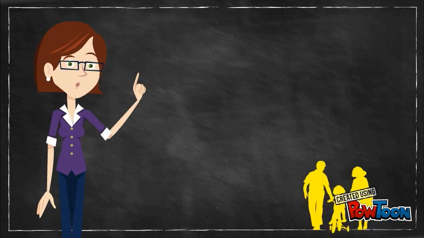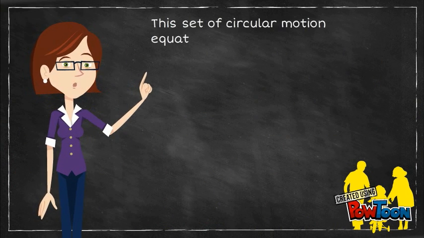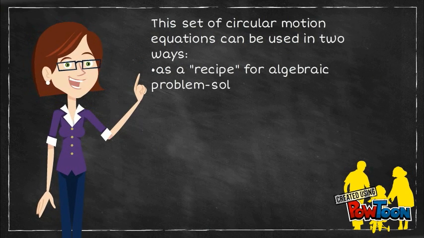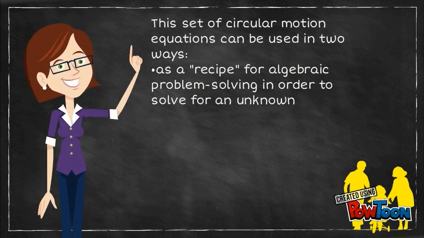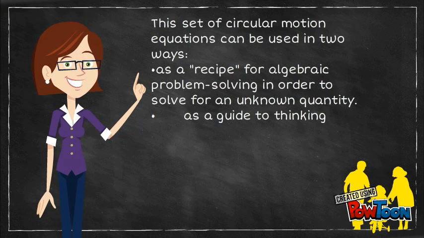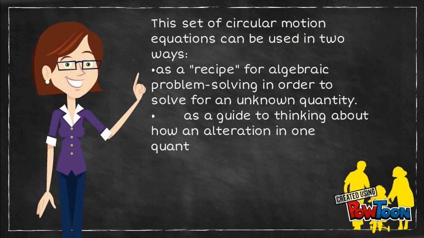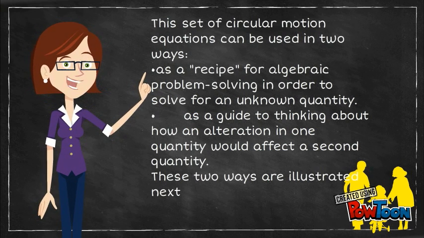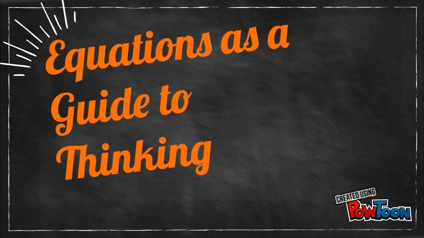This set of circular motion equations can be used in two ways. As a recipe for algebraic problem solving in order to solve for an unknown quantity. As a guide to thinking about how an alteration in one quantity would affect a second quantity. These two ways are illustrated next. Now I will discuss the equation as a guide to thinking.